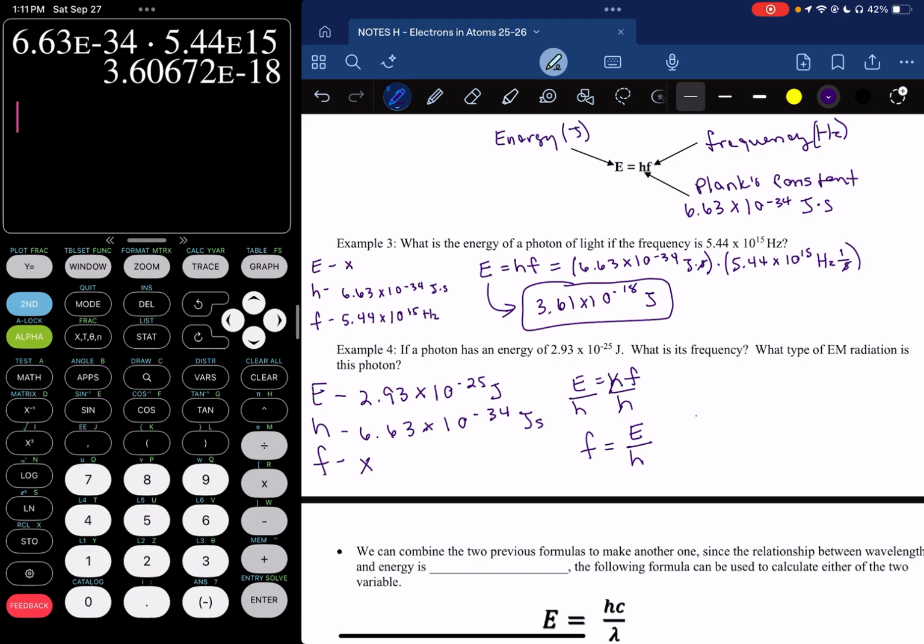Okay, and so energy is 2.93. Let's make that a little bit better, easier to read. 2.93 times 10 to the negative 25 joules, over 6.63 times 10 to the negative 34. Oh my goodness. It's just joules up there, and this one's joules seconds.